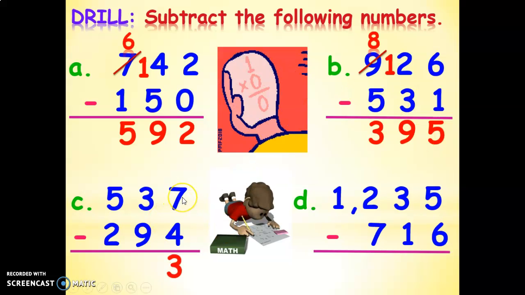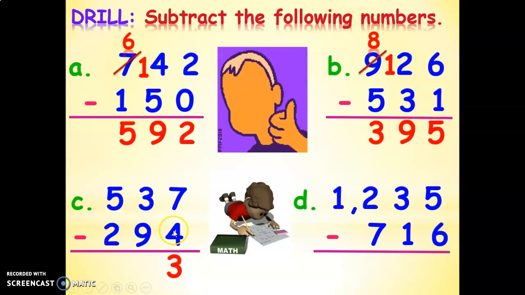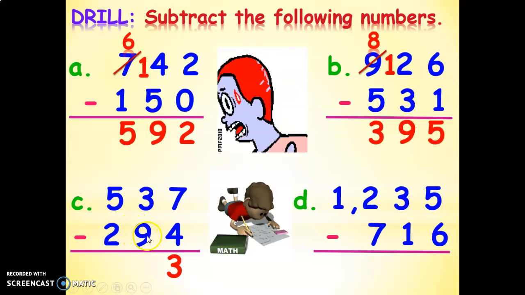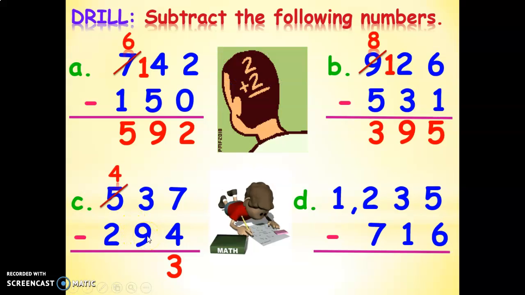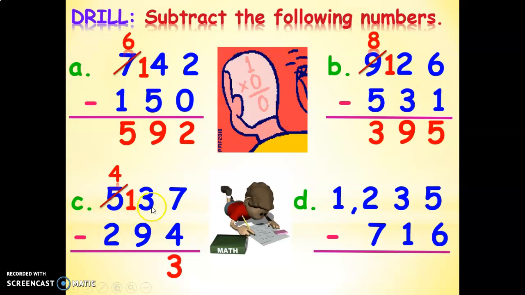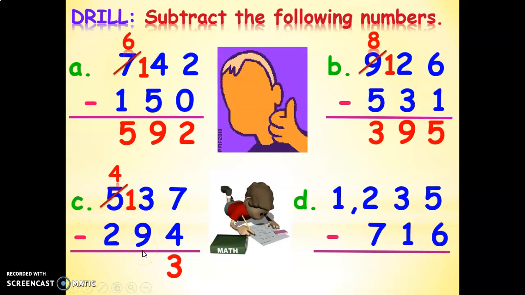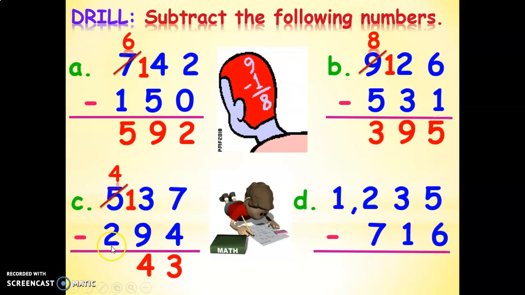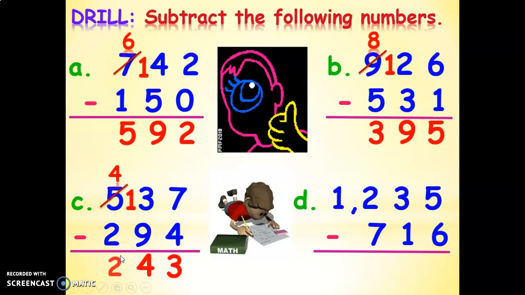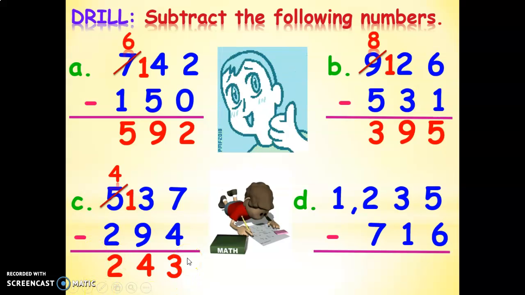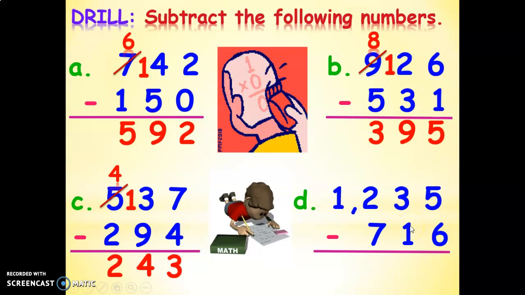7 minus 4 from ones place equals 3. 3 minus 9 cannot because 3 is smaller than 9. So we have to borrow from 5. 5 becomes 4. And we write 1 before number 3. Now we are given the number 13. Minus 9, the answer is 4. And 4 minus 2 for hundreds place is equal to number 2. The answer is 243. How about for letter D?